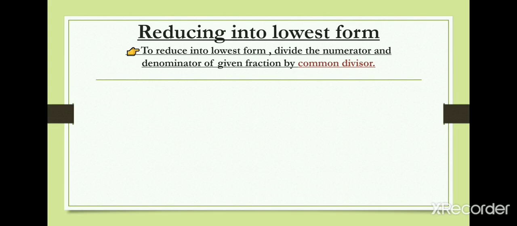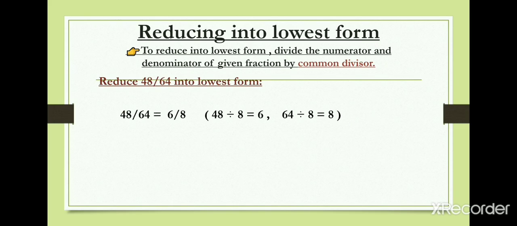Reducing into lowest form. To reduce into lowest form, divide the numerator and denominator of the given fraction by a common divisor. Reduce 48 by 64 into lowest form. The given fraction 48 by 64 is reduced as 6 by 8 by dividing the numerator and denominator by a common divisor.